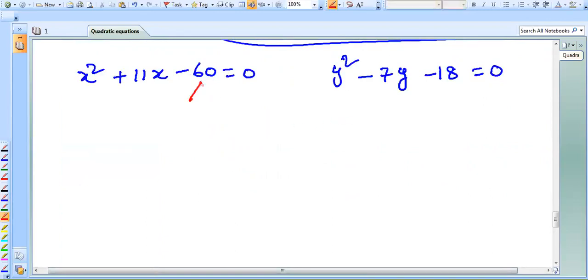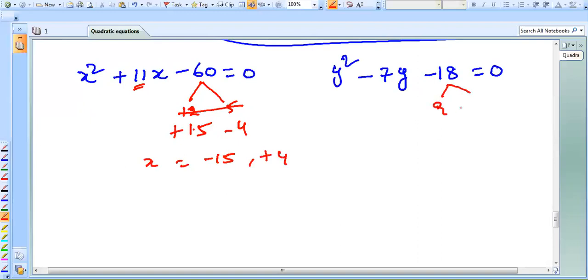What is the 60? 12 5s are 60. But 12 and 5 difference is 7. But you have 11 here. Not possible. 15 4s are 60. Yes. 15 and 4 difference is 11. So plus 15 minus 4. X value will be minus 15 plus 4.